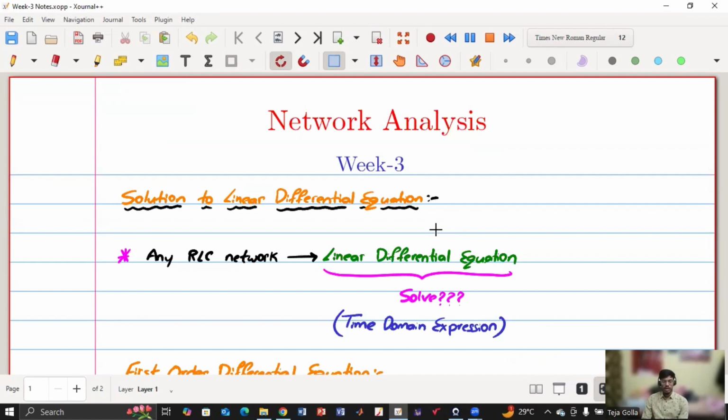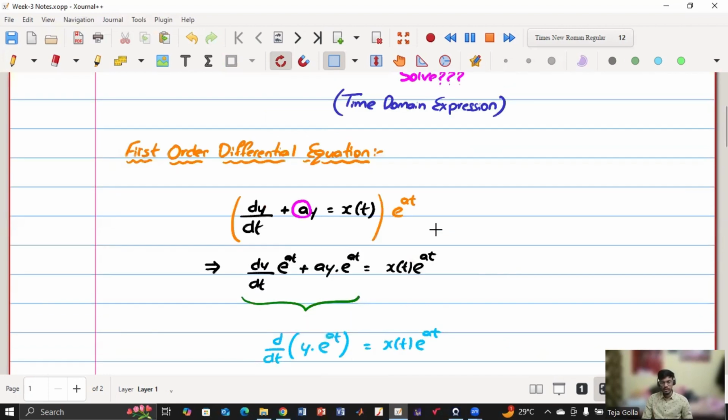And finally, what is the end goal? To get the time domain expression of the inductor current, capacitor voltage, capacitor current or inductor voltage. We just want the expression as a function of time, so we can see how the function is changing. First we'll start with the first order differential equation, and then eventually we'll go to second order and nth order.